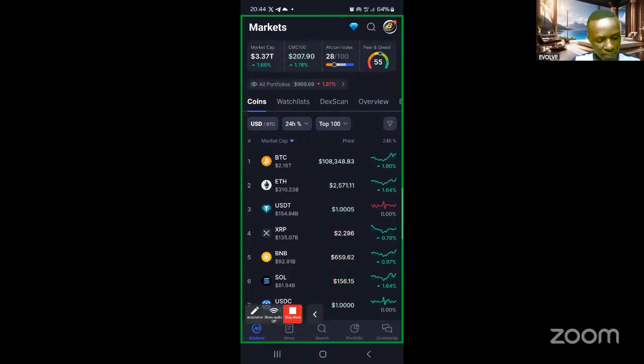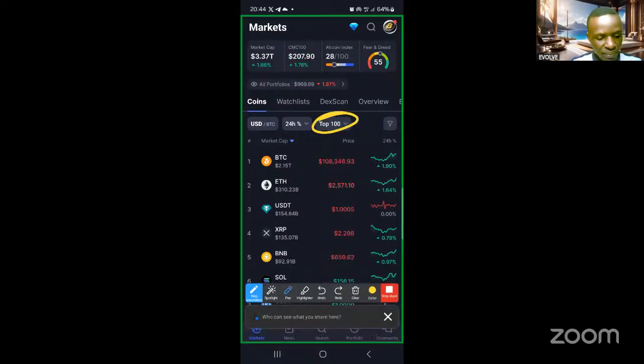All right. Right here, there is top 100. Make sure there is top 100 there. You should see that on CoinMarketCap, the top 100 coins we are referring to are the top 100 coins with the biggest market capitalization, or market caps.